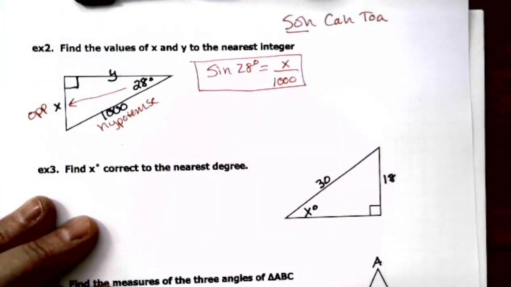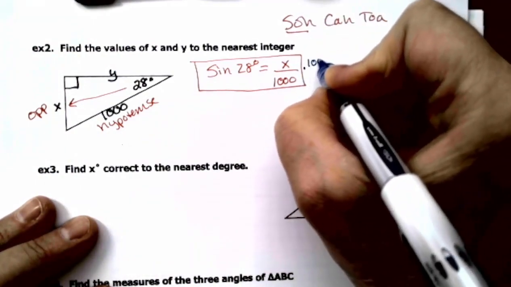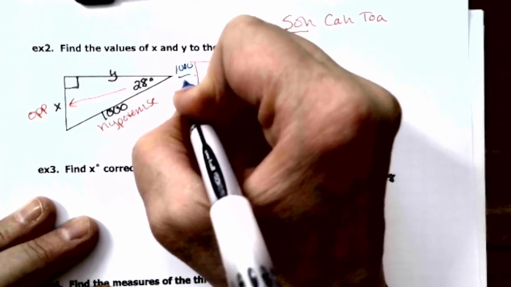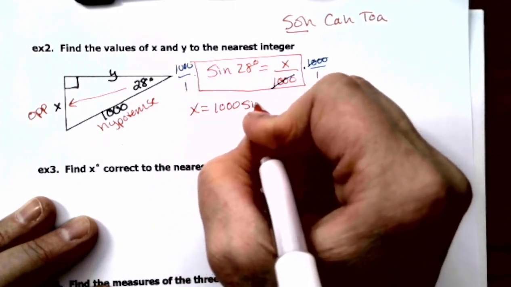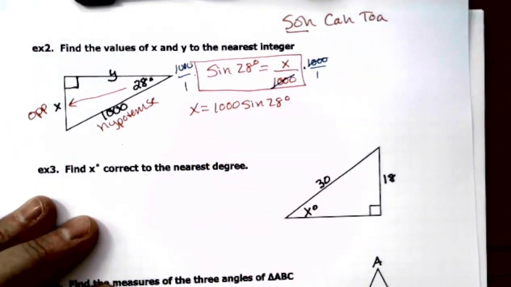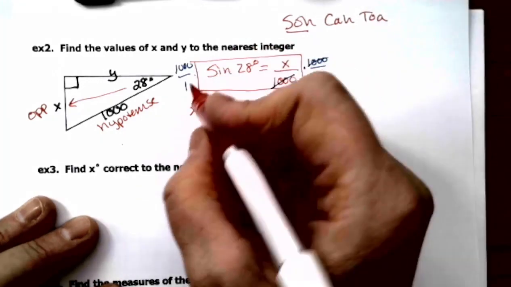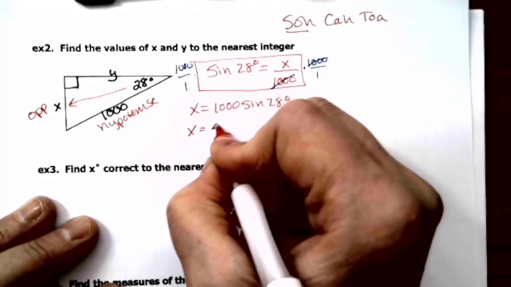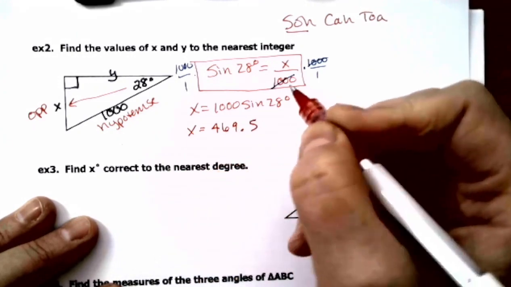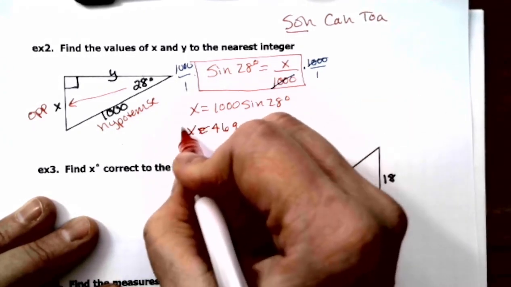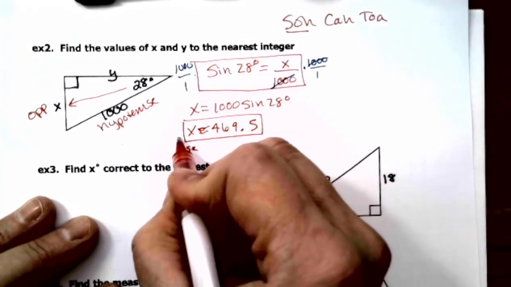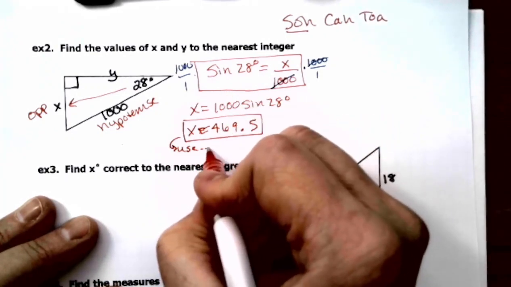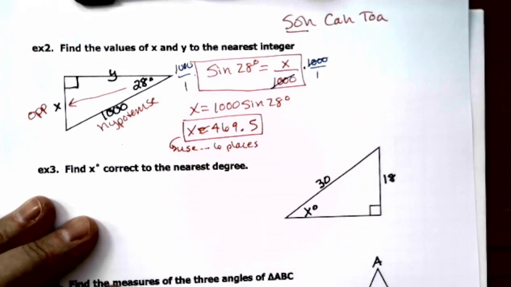So to solve for x, I need to get rid of the 1,000. So multiply by the reciprocal, which is 1,000 over 1. So we get x equals 1,000 sine of 28 degrees. When you put this into your calculator, we end up with 469.5. And that is rounded. If you're going to use this for something, you want to go at least 6 places in your decimal, or your answer might come out inaccurate.